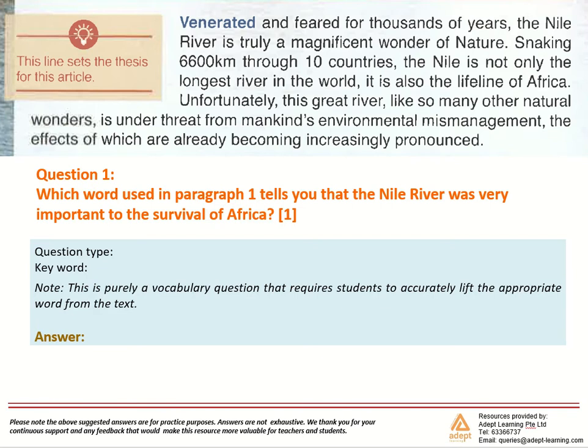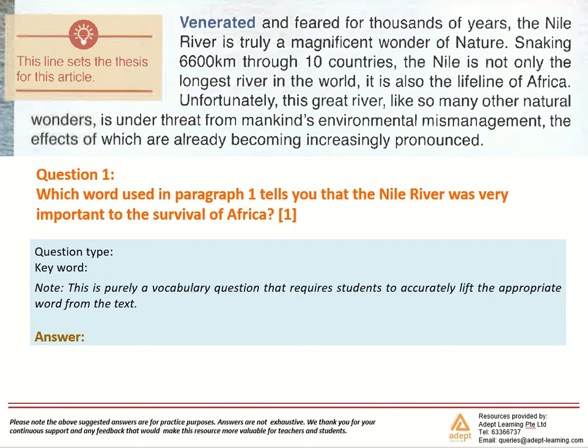Venerated and feared for thousands of years, the Nile River is truly a magnificent wonder of nature, snaking 6,600 kilometers through 10 countries. The Nile River is not only the longest river in the world, it's also a lifeline of Africa. Unfortunately, this great river, like so many other natural wonders, is under threat from mankind's environmental mismanagement, the effects of which are already becoming increasingly pronounced.